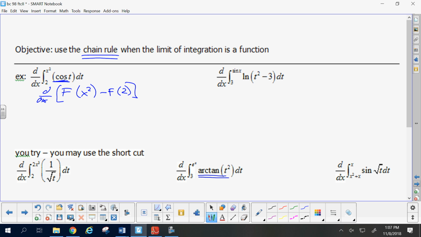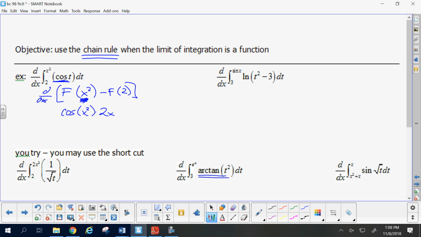Now when I go to take the derivative of that, we have a function within a function. So when I take the derivative of the outside, that represents the derivative of the antiderivative, which is just the function with x squared in it. So cosine of x squared. But then by chain rule, we would have to take the derivative of the inside. And so we'd have to multiply that by 2x. So if you get a case where a limit of integration is a function, you have to use the chain rule. So what might this be?